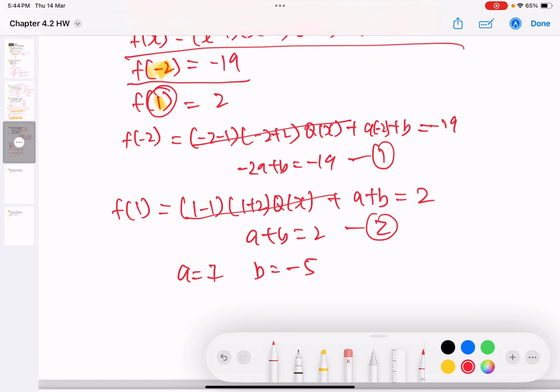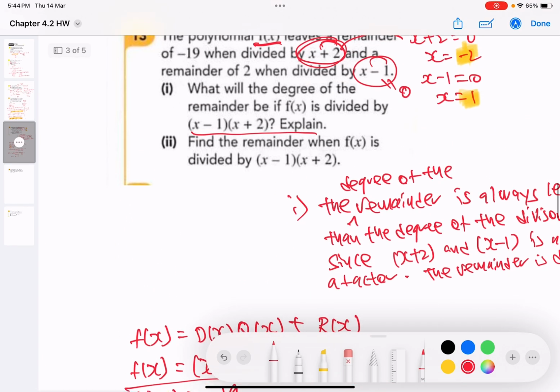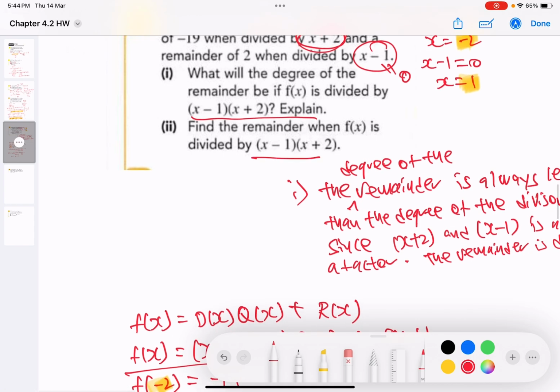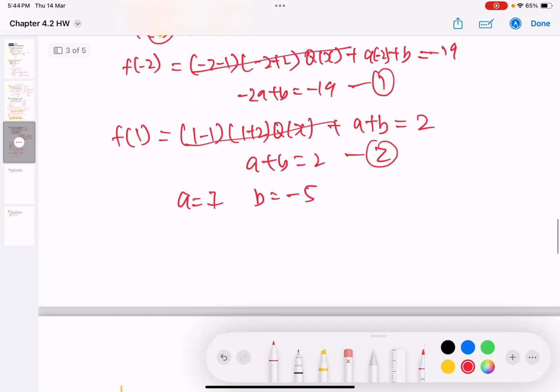So what does the question actually want us to find? Find the remainder when f(x) is divided by (x minus 1)(x plus 2). So we know that the remainder r(x) is a linear function of degree 1, so in general it is ax plus b, and in this case a is 7, so here I'm going to get 7x minus 5. So this is my remainder. So this is how you do this question.